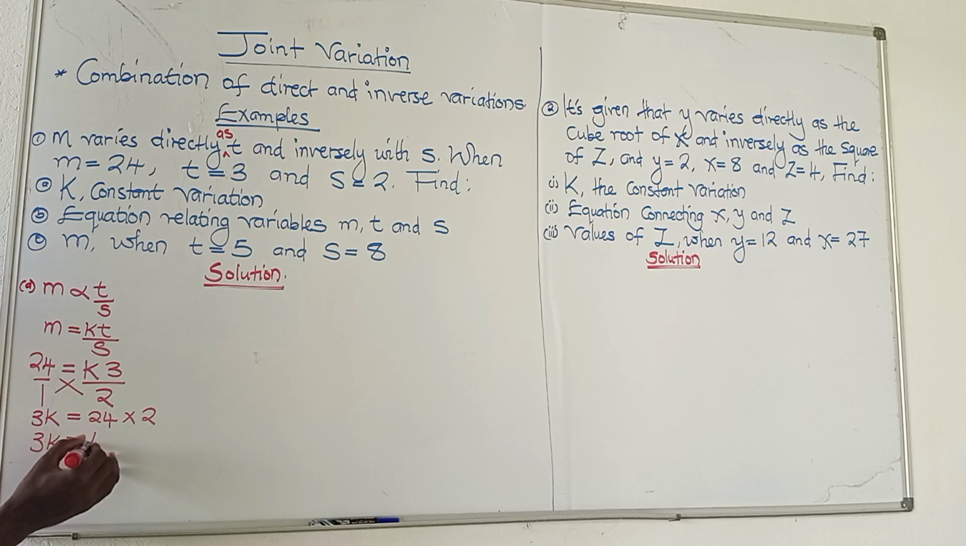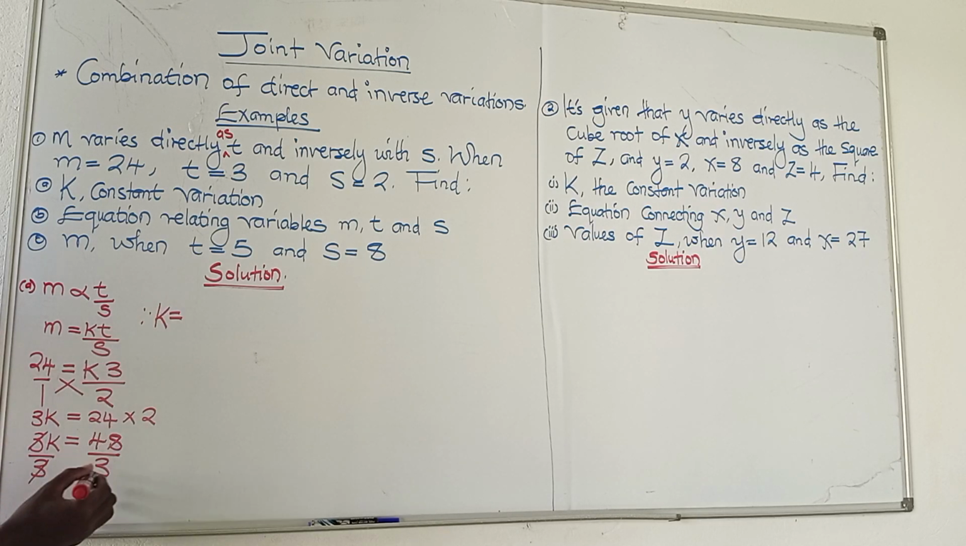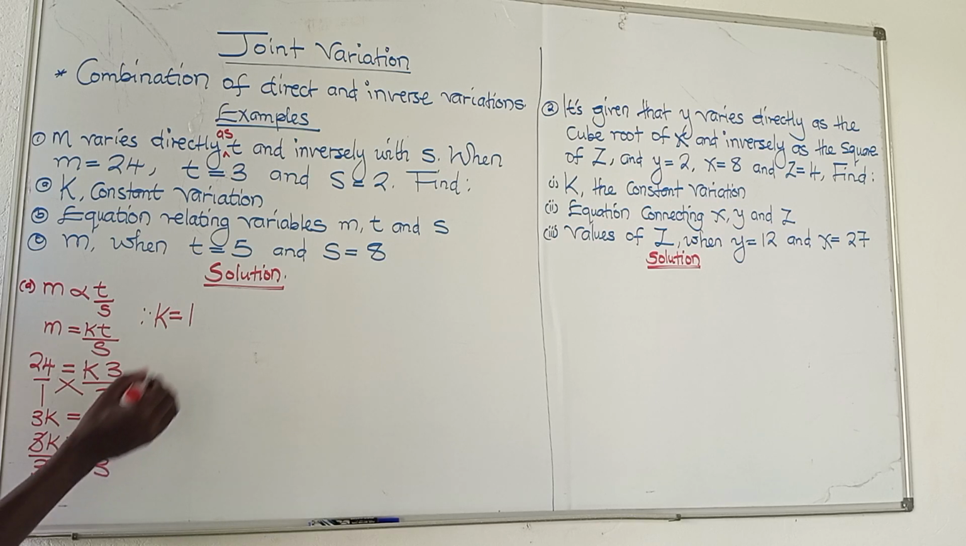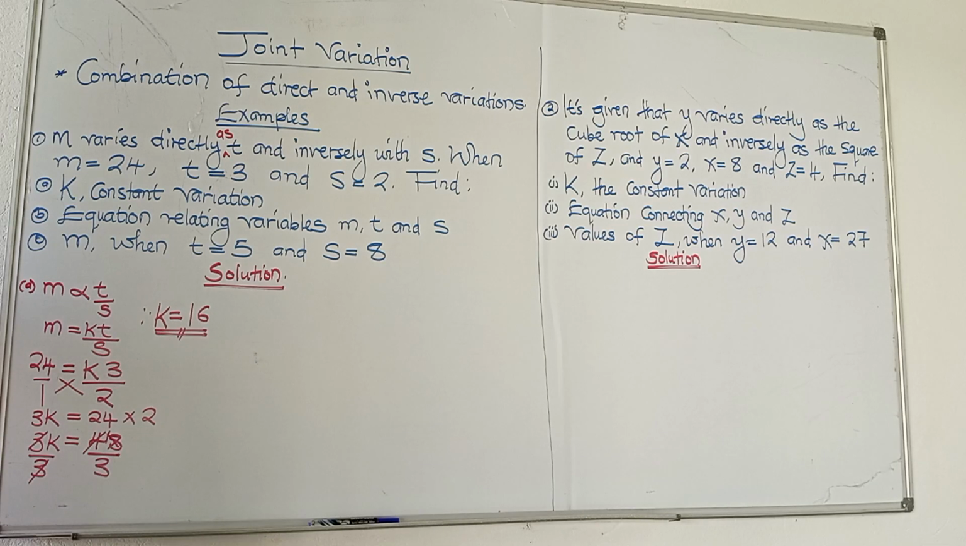What is 24 times 2? That will give us 48. Therefore, to remain with K on this side, we divide both sides by 3. This 3 will cancel and that 3 will cancel. Therefore, our K will be equal to 48 divided by 3. 3 into 4 goes 1, remember, and 3 into 18 goes 6 times. So the value of K is 16. Let's go to B.